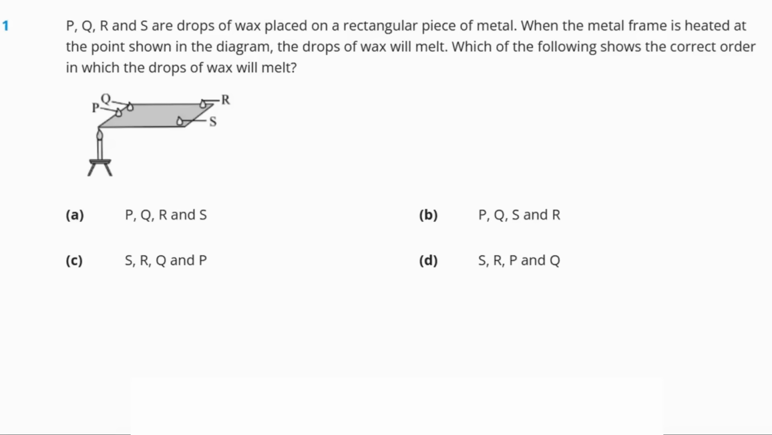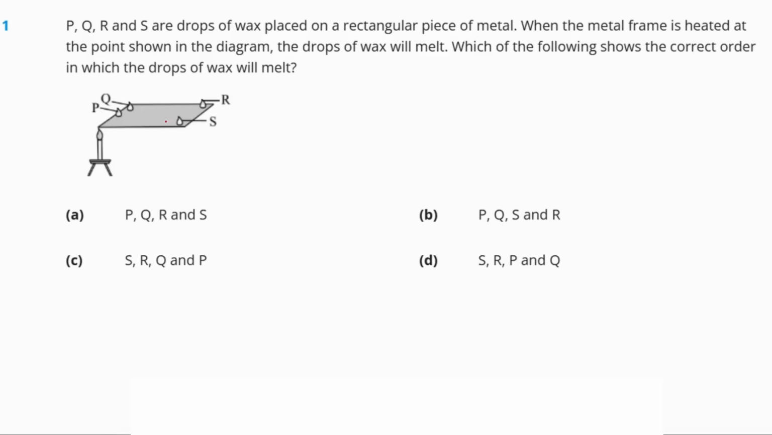So the question number 1 here is: P, Q, R, N, S are drops of wax placed on a rectangular piece of metal. When the metal frame is heated at the point shown in the diagram, the drops of wax will melt. Which of the following shows the correct order in which the drops of wax will melt?